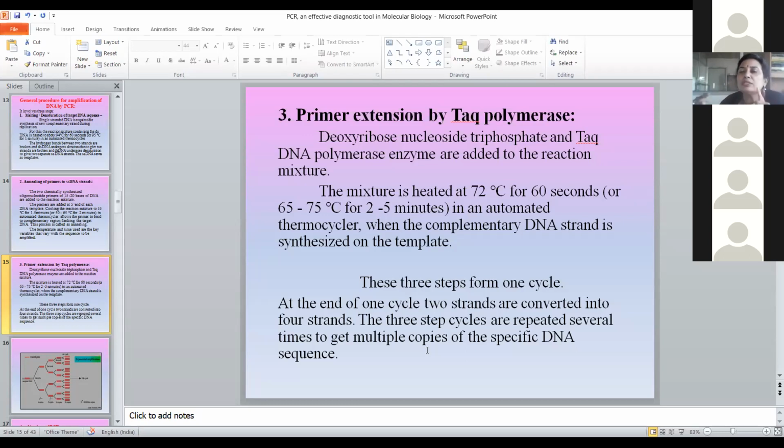Now, these 3 steps: number 1, DNA denaturation; number 2, annealing of primer; number 3, primer extension or DNA synthesis. These 3 steps together make one cycle. And at the end of one cycle, the amount of DNA is doubled. At the end of one cycle, 2 strands are converted into 4 strands. These 3-step cycles are repeated several times. You can repeat 30 cycles, 40 cycles and so on, and multiple copies of DNA will be obtained. This is what you have to study in your syllabus, the PCR reaction.